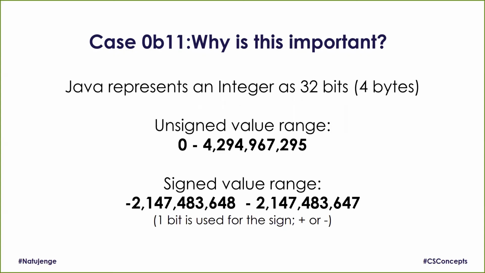Another good illustration where this information comes in handy is when you're programming. If you declare a variable as an integer in Java, Java stores that as a 32-bit number, or what we call 4 bytes. So if you used unsigned values, then you have 0 to slightly above 4 billion. And if you're using signed, it's negative 2 billion to slightly above 2 billion. So 1 bit is used for the sign, whether plus or minus. So in case you're representing a 6 billion number, do not use an integer.